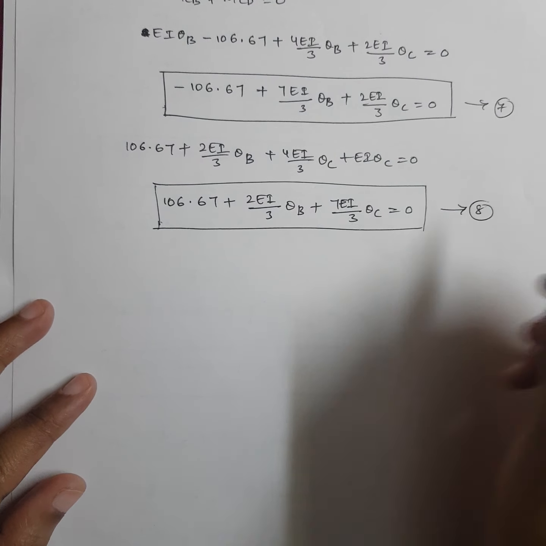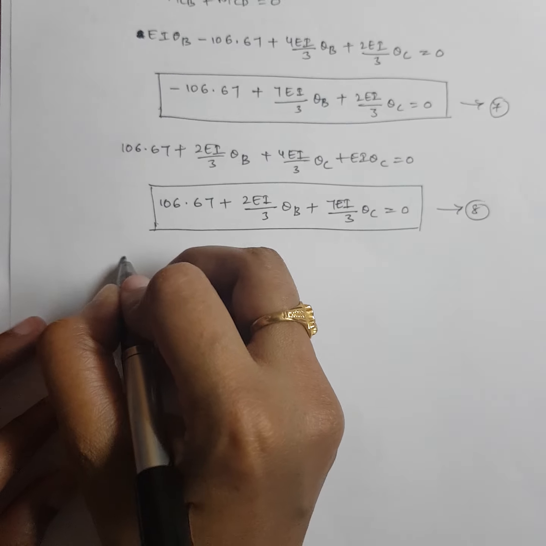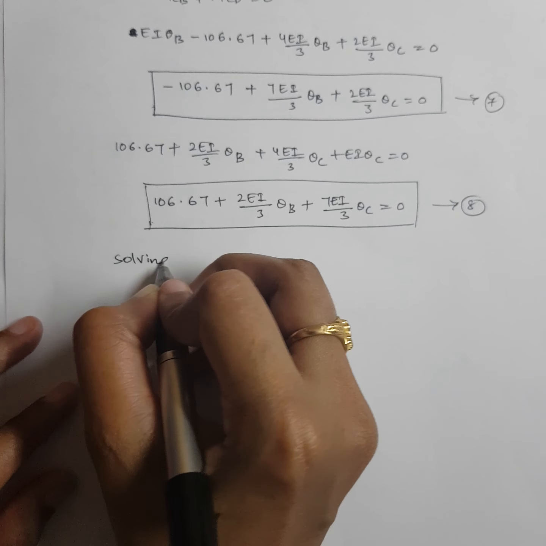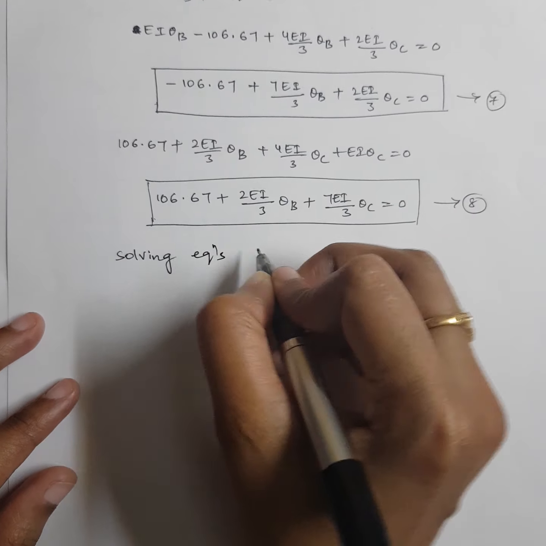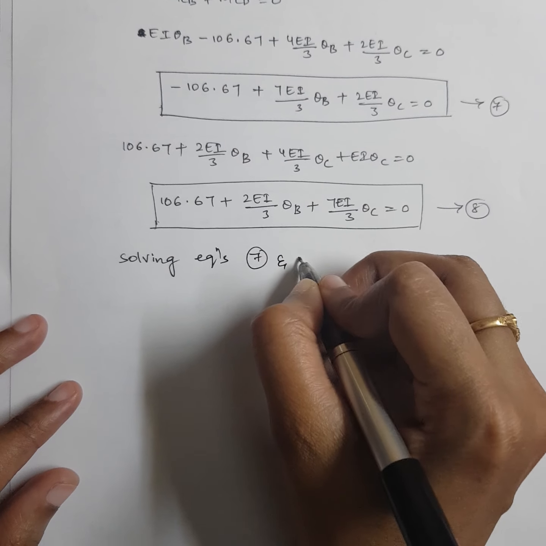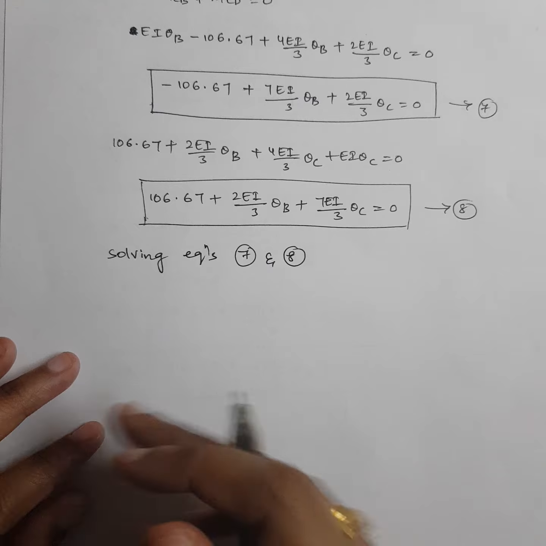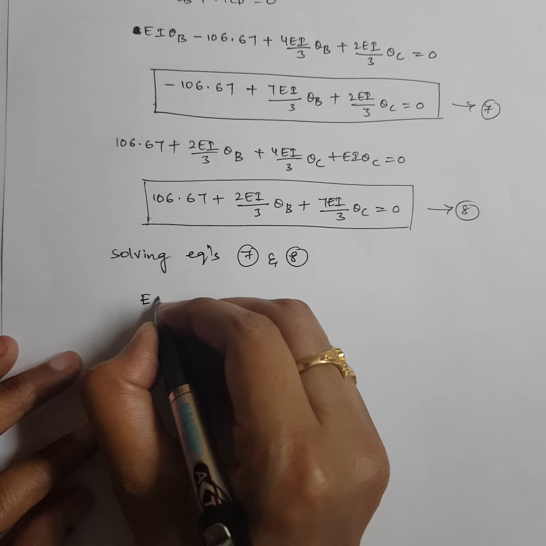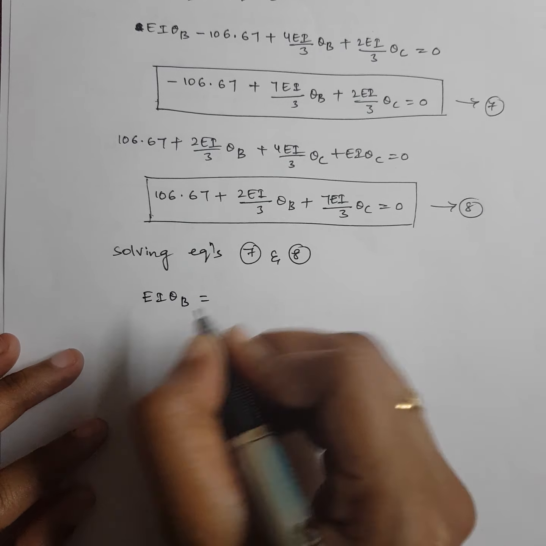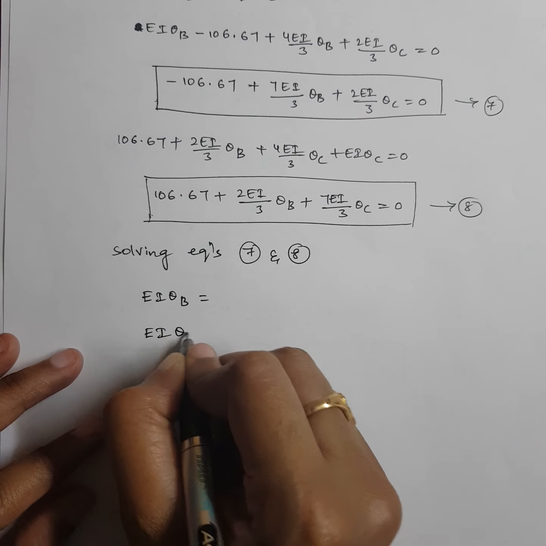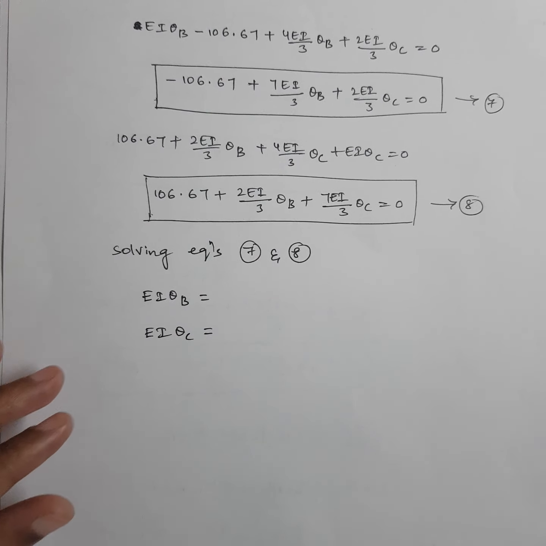Now what we have to do? Just solve equations 7 and 8. Solving equations 7 and 8. Okay, just take your calculator and you can set it to equation mode, and just enter both the values. You'll get the values of EI theta B and also EI theta C. So I'll just solve and tell you the answers.